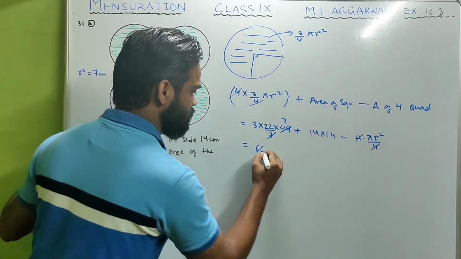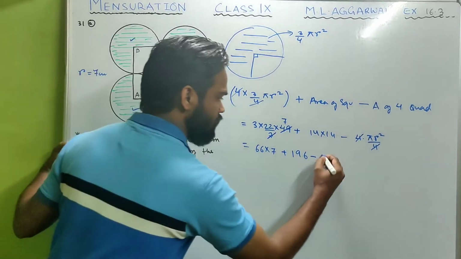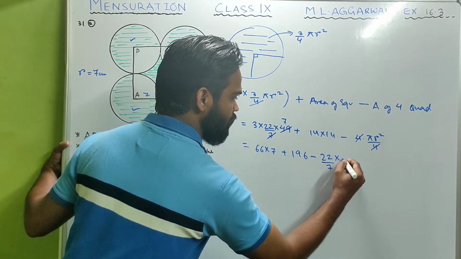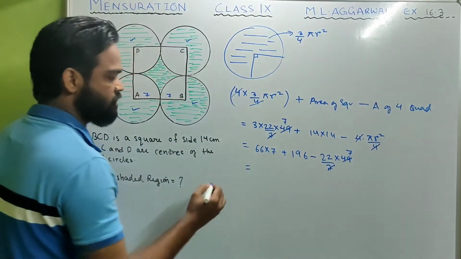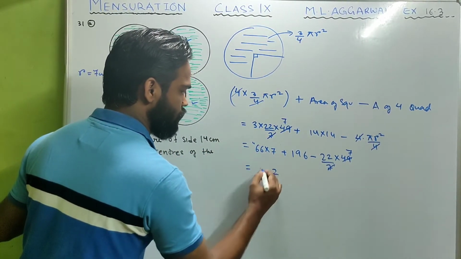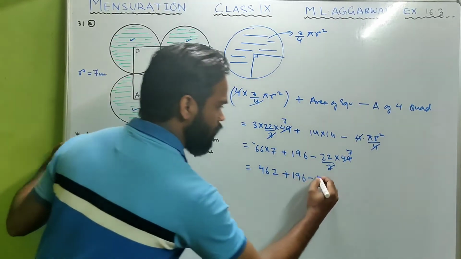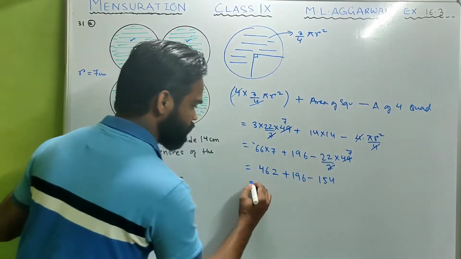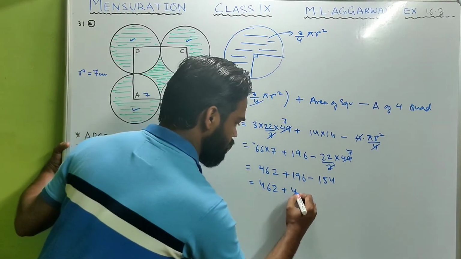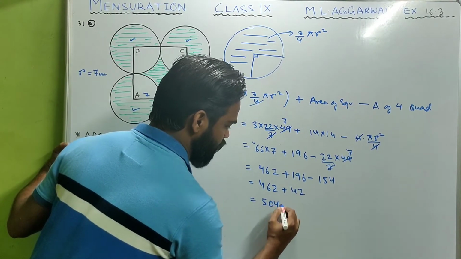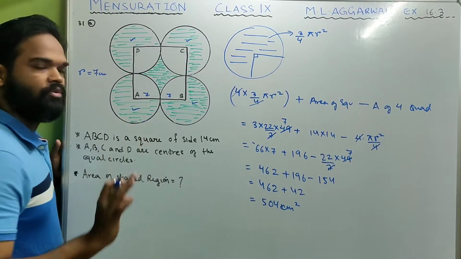7 ones are 7, 7 sevens are 49. So that's 66 multiplied by 7 plus 196 minus this is 22 by 7 multiplied by 7 square, that's 49, 7 times. This is 6 sevens are 42, that's 46 plus 196 minus 154, that's 462, plus this is how much? This is 42, that's 504 centimeter square. So that's the area of the shaded region.